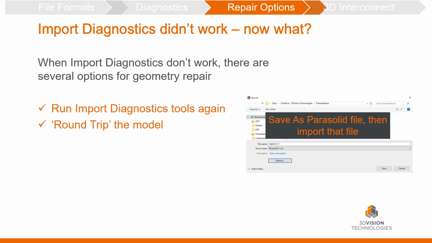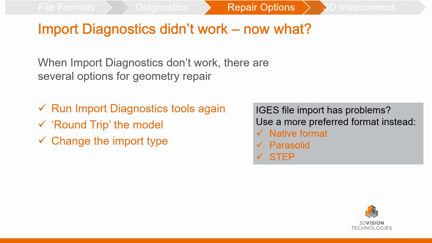Second option we're going to bring up is called round tripping the model, as I refer to it. What we're doing here is simply exporting the file out as a Parasolid file from SOLIDWORKS and then reading it right back in as a Parasolid file. Sometimes allowing the import process to reassess the geometry really helps to clean things up.